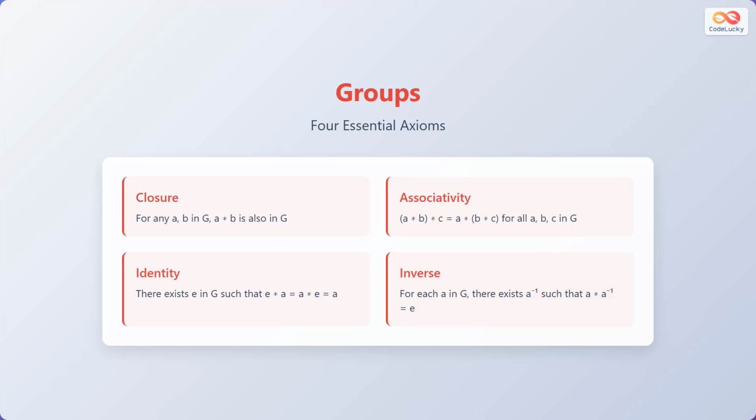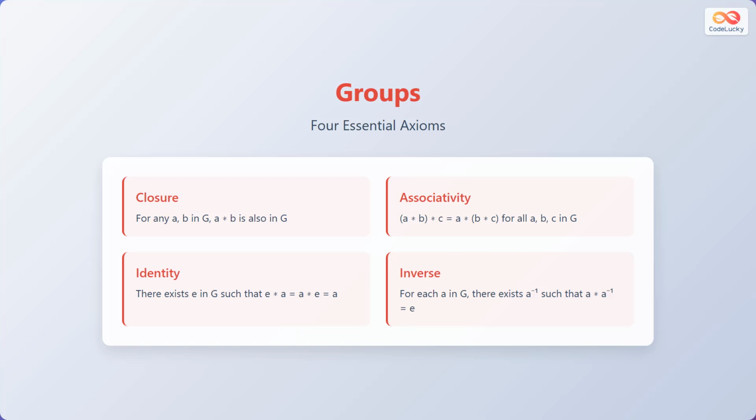Second, associativity. The order in which you group elements when performing the operation doesn't change the result. That is, (a * b) * c = a * (b * c), for all a, b, c in the group.